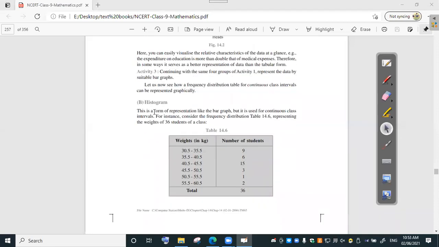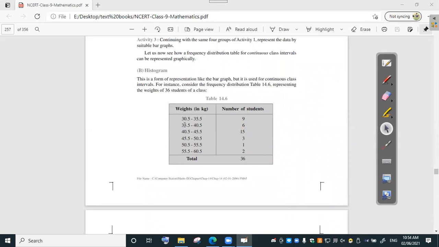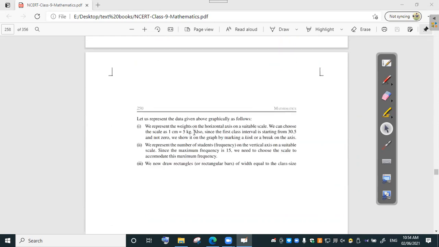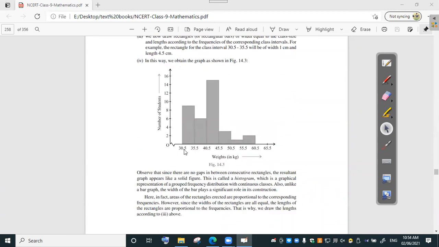Okay. Then the second one, the histogram, comes. In a histogram, there is no gap. We have to take the class intervals: 30.5 to 35.5, then 35.5 onwards. So like this, 30.5 to 35.5.